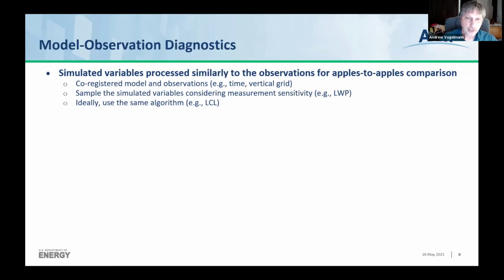If there are instrument sensitivity issues, we want to sample the simulated variables in a consistent manner. This is something, for instance, we did with the liquid water path fields. And then ideally, when we can, we will even use the same algorithm, both on the simulated values as we did on the observations, such as we do with the LCL heights. And from this, we get a number of diagnostic plots that we make available. And what I mean by the diagnostic plot is simply that you can have an observational comparable model variable plotted next to the observations.